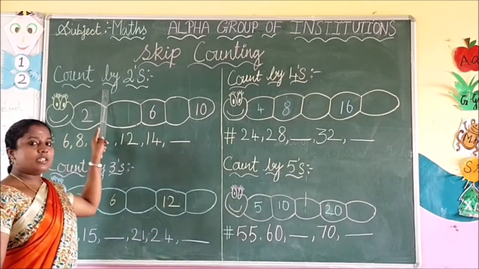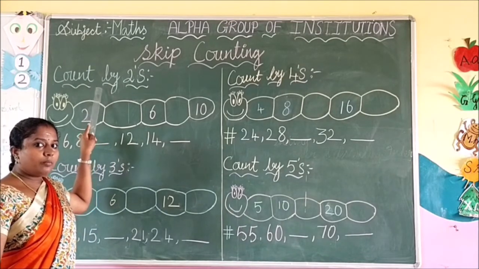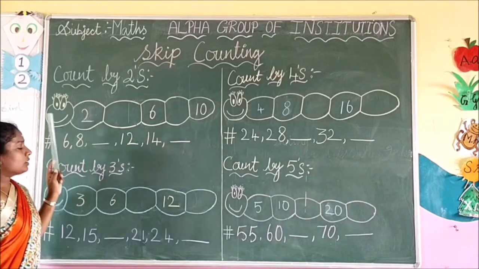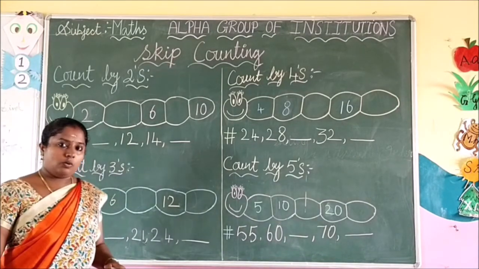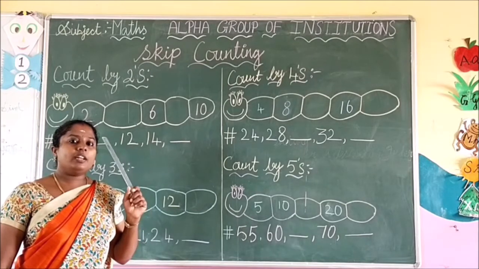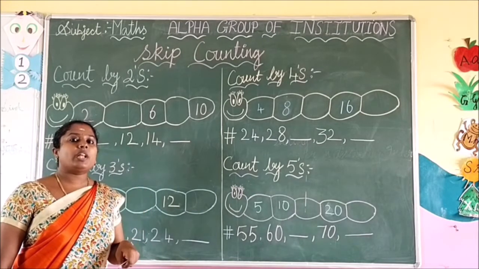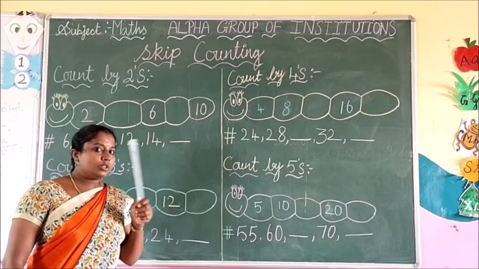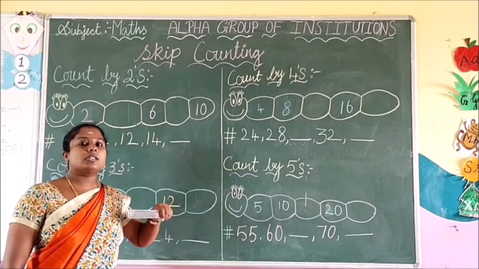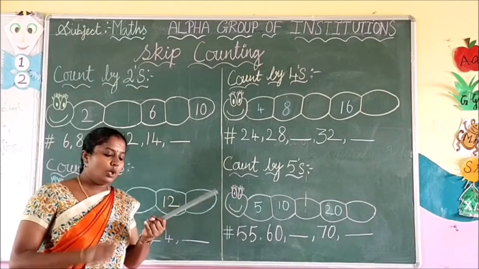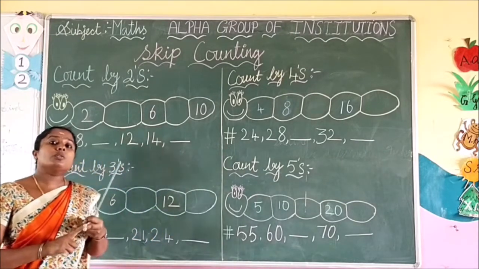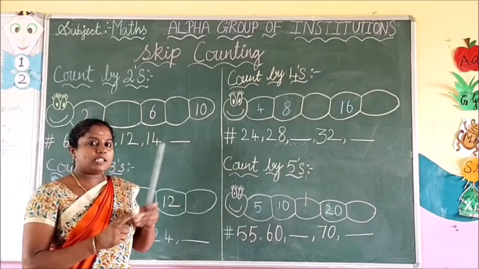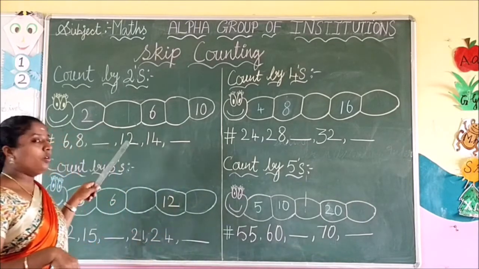Now we see sums based on skip count by 2. While remembering skip counting by 2, the 2 tables should come to our mind. 2 1s are 2, 2 2s are 4. Here also we skip count by 2: 2, 4, 4 2s are 8, 3 2s are 6. Likewise we skip count by 2.